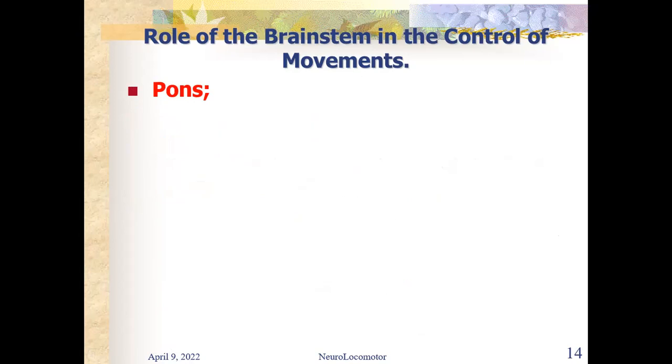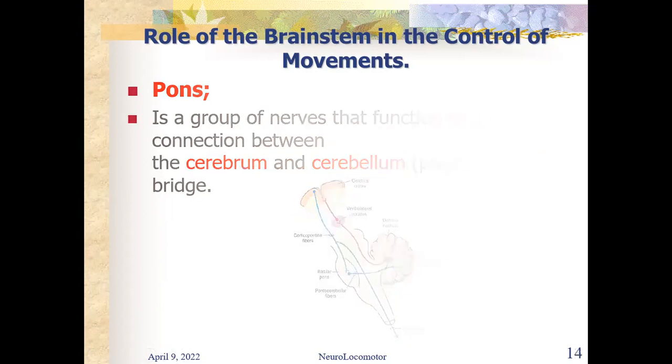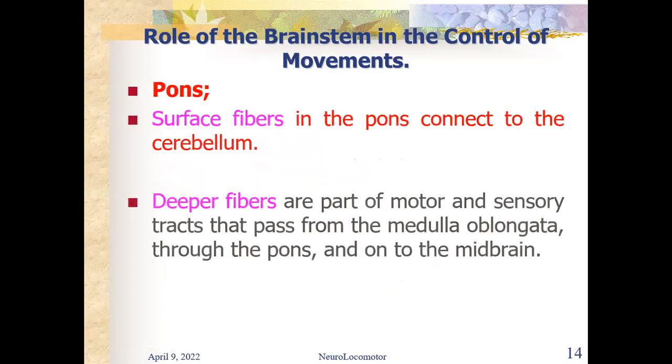So that shows you that as the motor tract is descending from the cerebral cortex, going down to the spinal cord as the corticospinal tract, it passes through the pons. As the sensory fibers ascend, they also pass through the pons before they reach the midbrain and project to the somatosensory cortex. So that is what I have explained here.